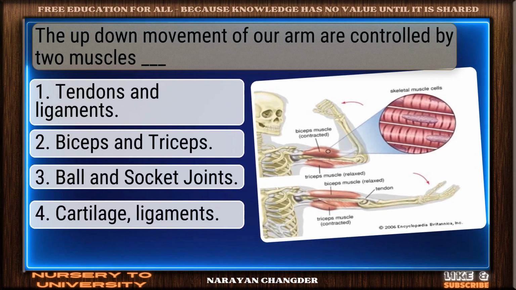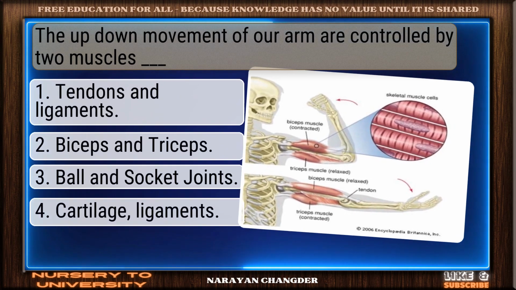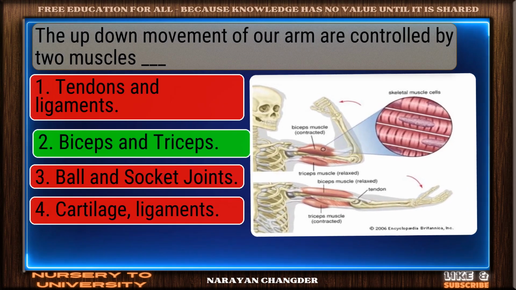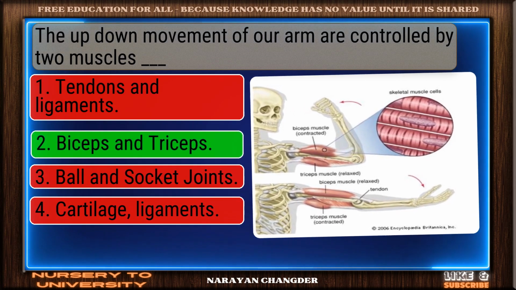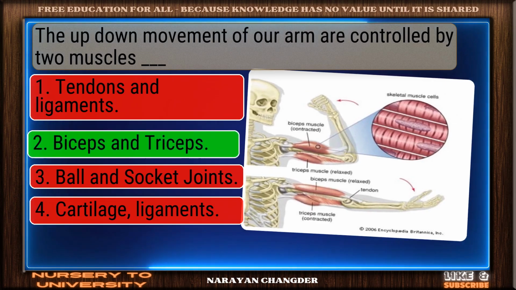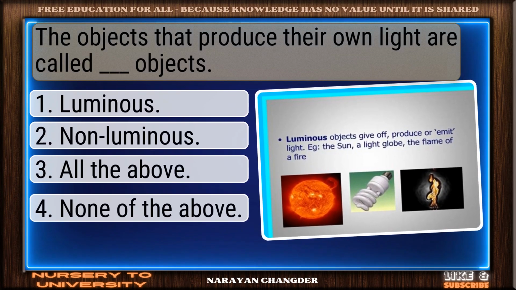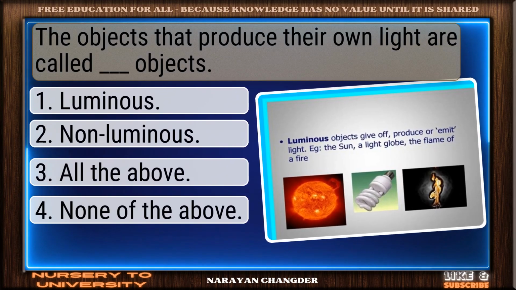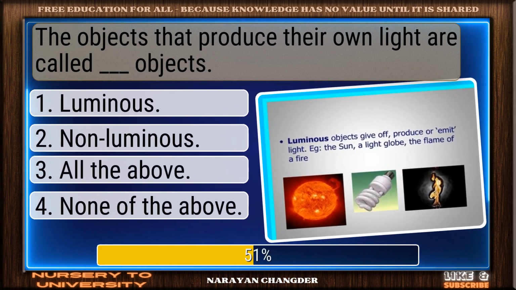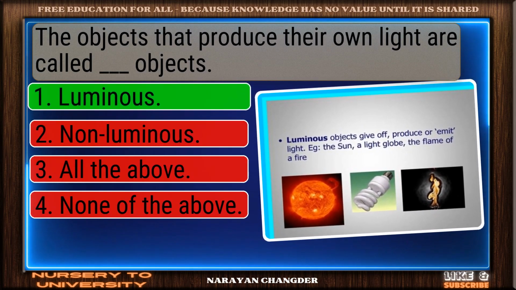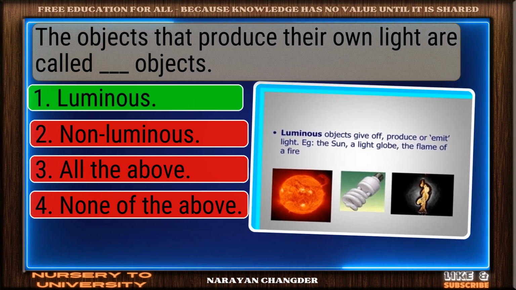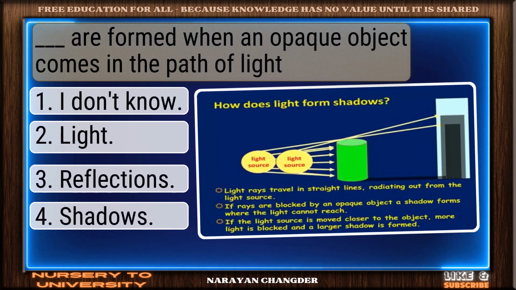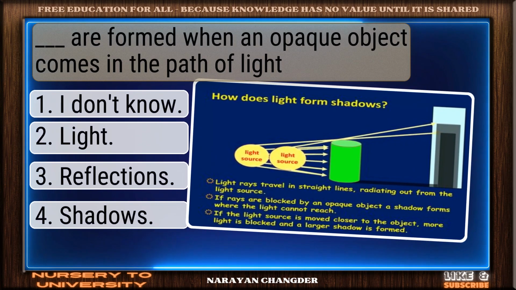The up-down movement of our arm are controlled by two muscles dash. On track, biceps and triceps is the correct answer. The objects that produce their own light are called dash objects. Well reasoned. Luminous is the correct choice. Dash are formed when an opaque object comes in the path of light.